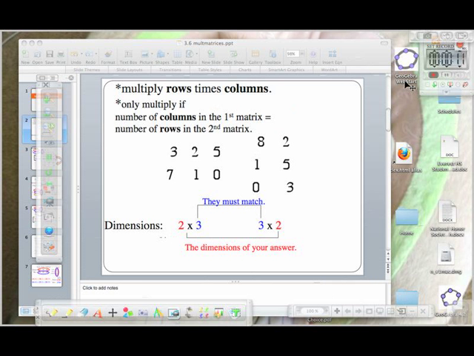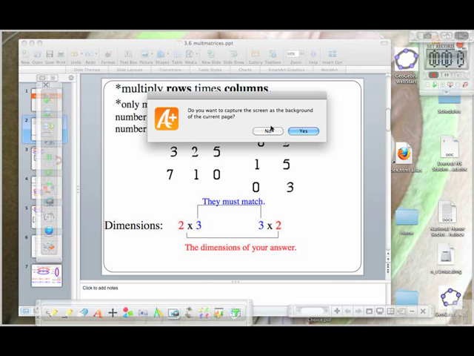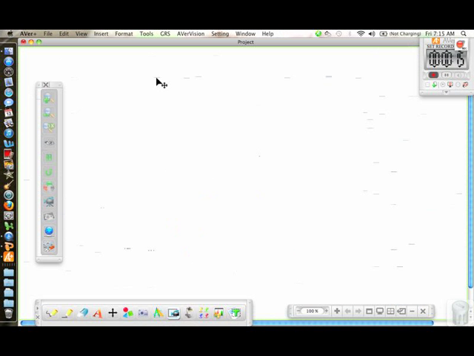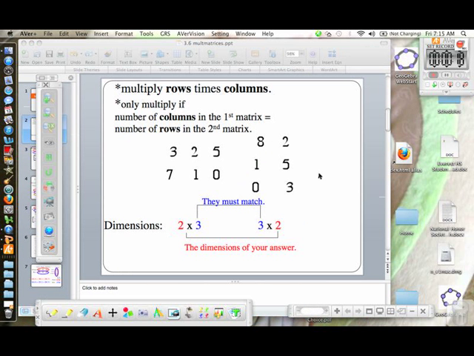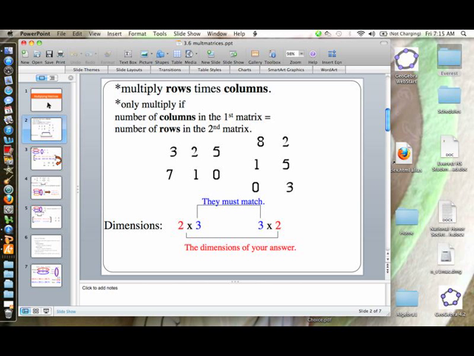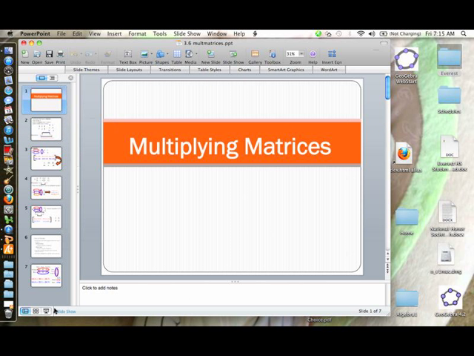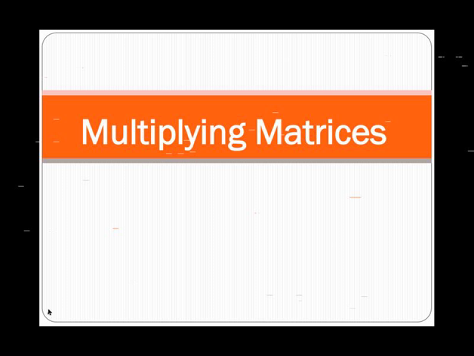And what we're going to do today is talk about how we multiply matrices and what we use matrix multiplication for. We'll start with the PowerPoint on how to multiply matrices. So we've added them, we've subtracted them, and now we're going to get into multiplying them.